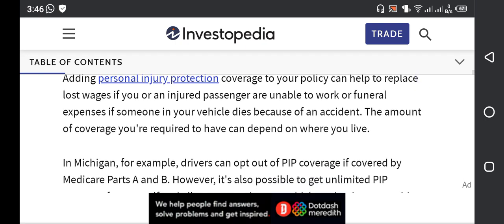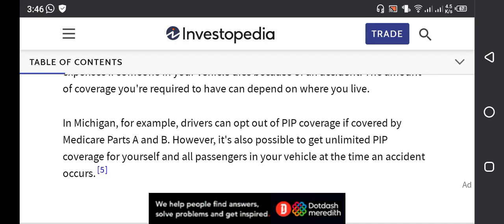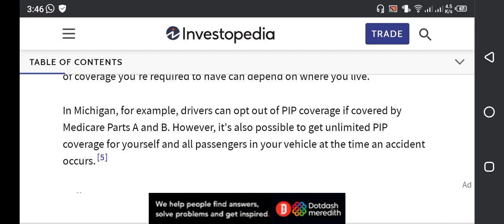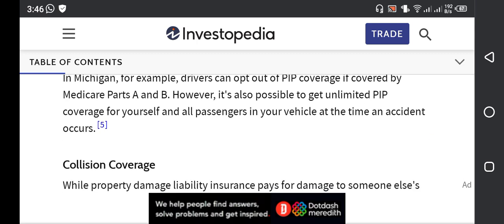The amount of coverage you are required to have can depend on where you live. In Michigan, for example, drivers can opt out of PIP coverage if covered by Medicare Parts A and B. However, it is also possible to get unlimited PIP coverage for yourself and all passengers in your vehicle.